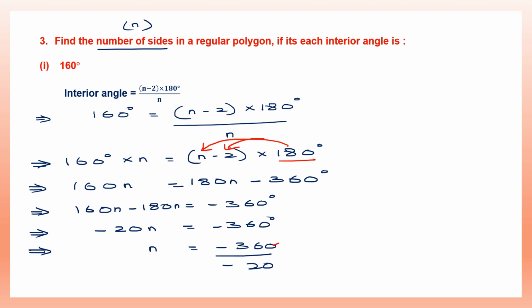Now let me cancel. And now 36 divided by 2 is 18, and the minus gets cancelled. So I have found the value of n. n is equal to 18. And what is n? n is the number of sides. So I have found the number of sides to be 18 if each interior angle is 160 degrees.